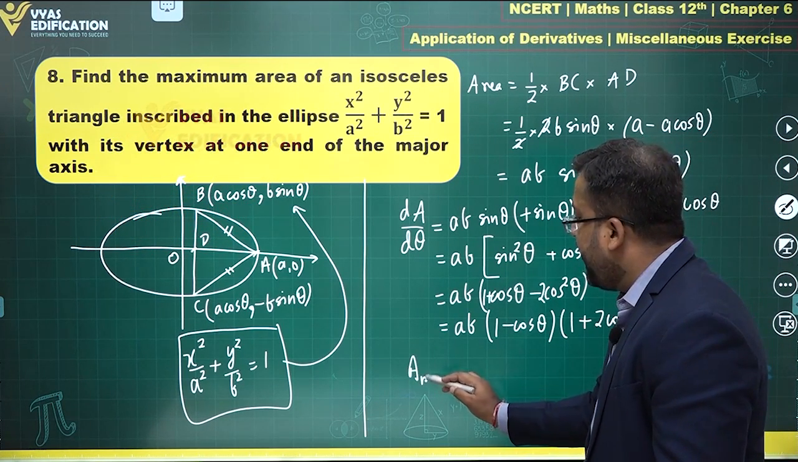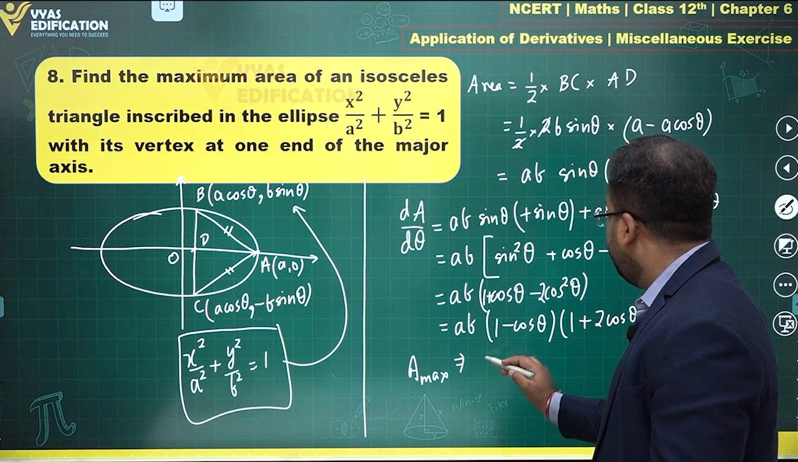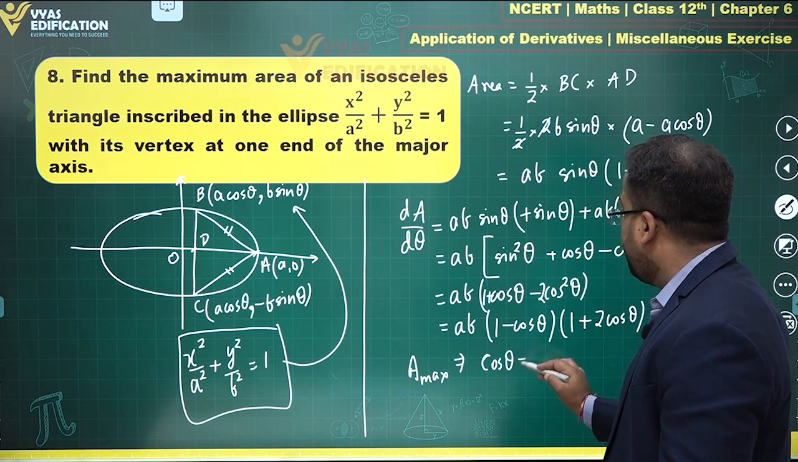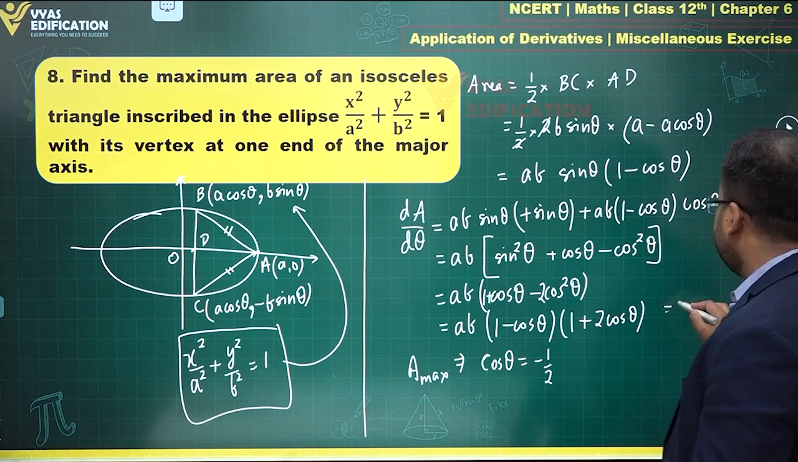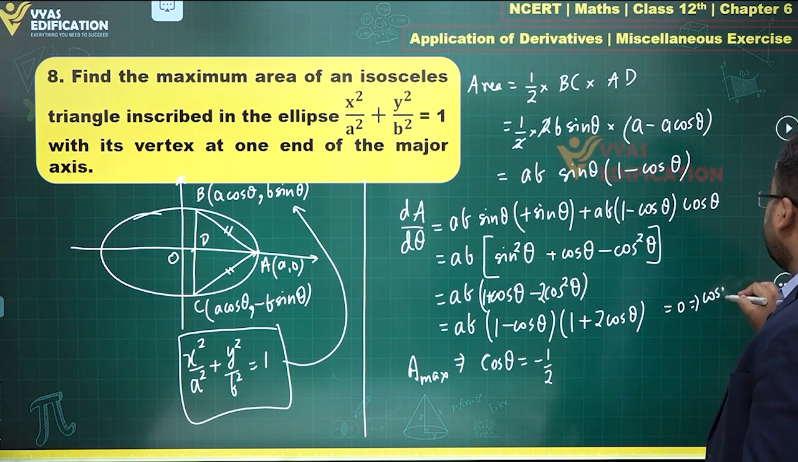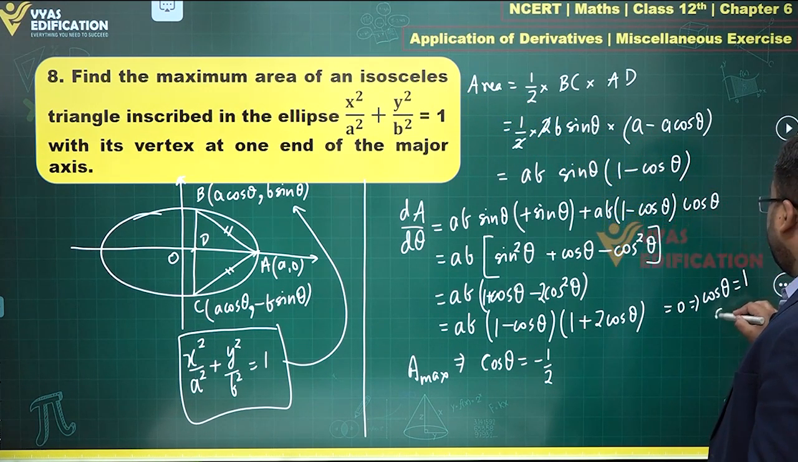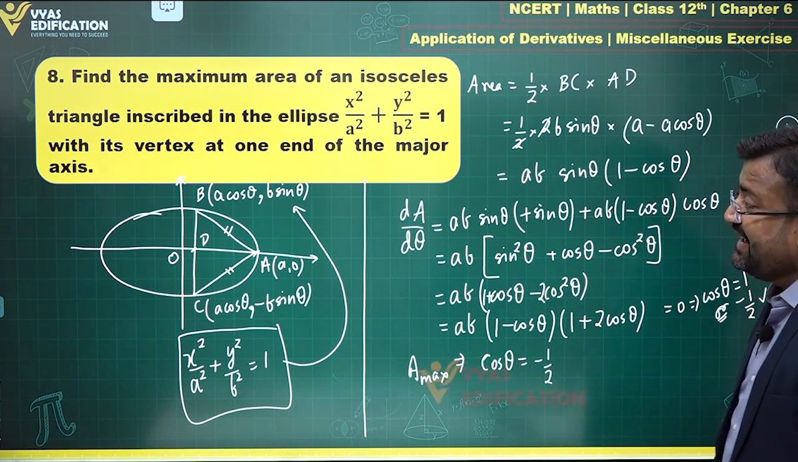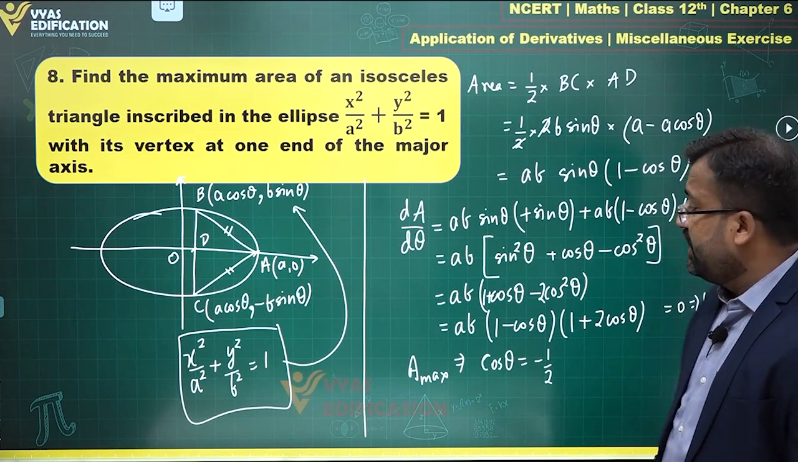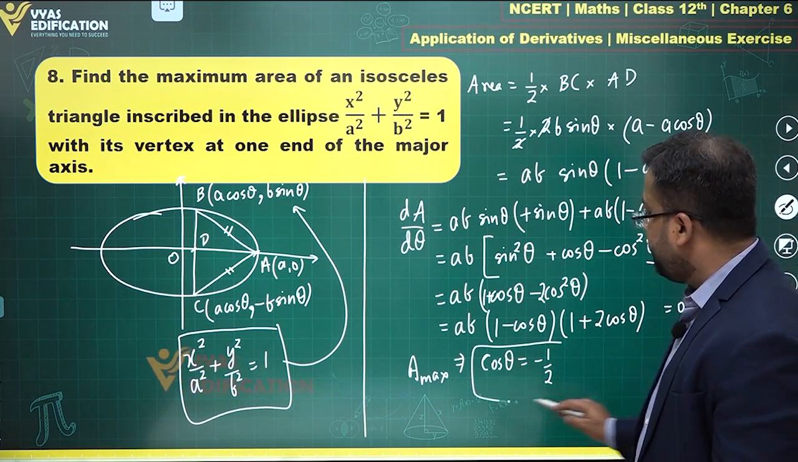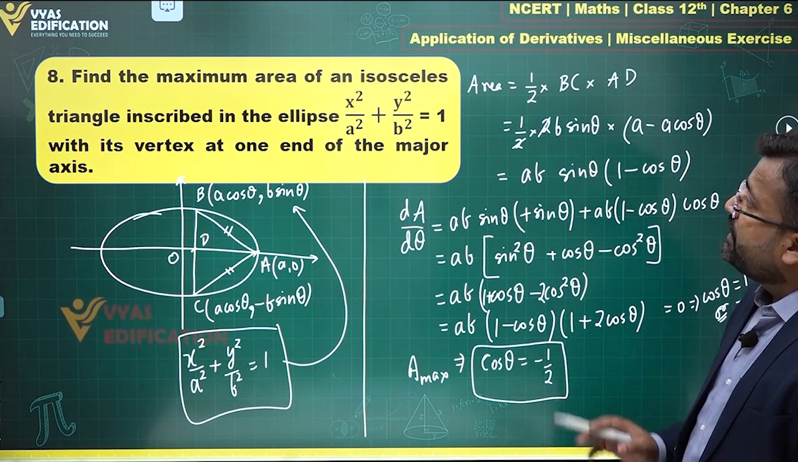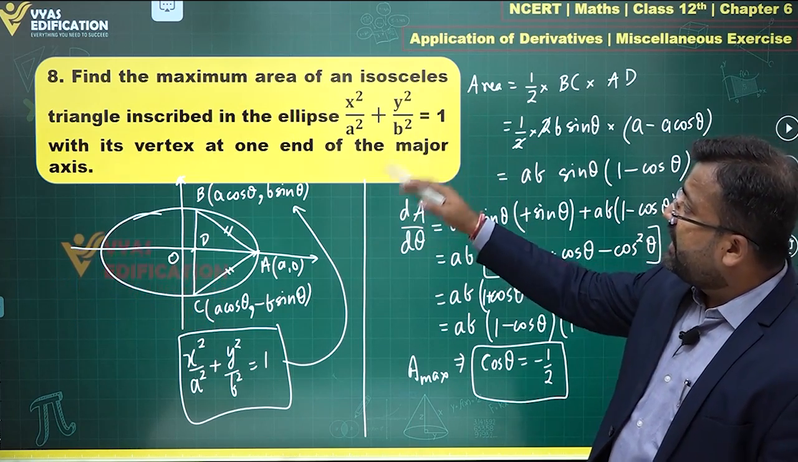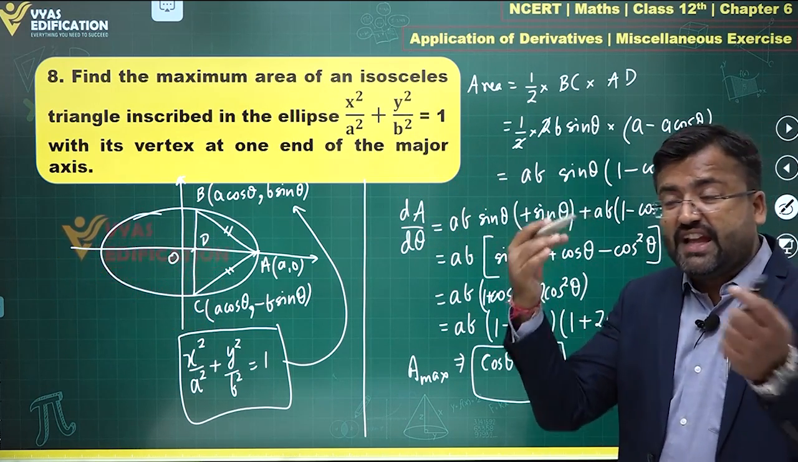So A max implies cos theta will be equal to minus 1 by 2. By equating it to 0, I get cos theta is equal to 1 or minus 1 by 2. Now this is not acceptable, this is acceptable, as I can clearly observe by general analysis over there. So A max appears for cos theta equal to minus 1 by 2, and we are supposed to find that maximum area.